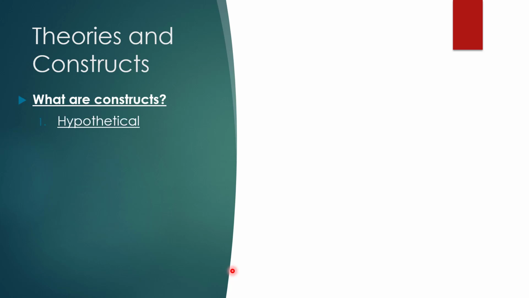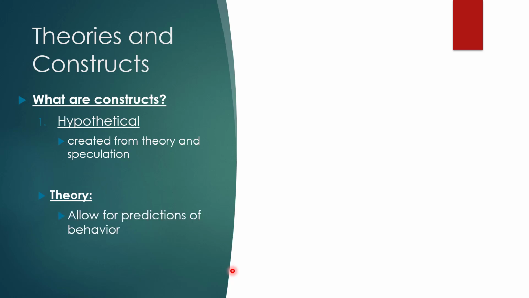So what are constructs? Constructs are hypothetical. They're created from theories or speculation. And if they're created from theory or speculation, I guess we need to talk about what a theory is. A theory allows for predictions of behavior. It's based off a large set of observations, right? And from those observations, we make a set of statements.